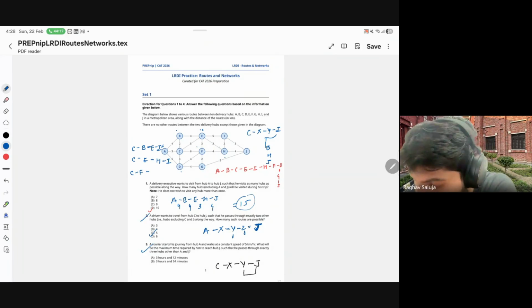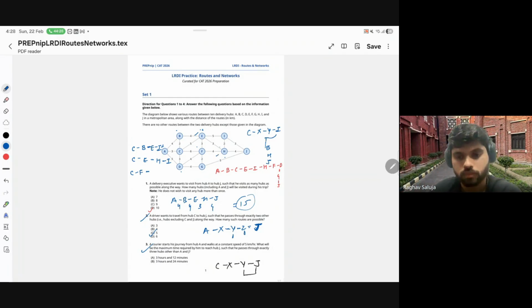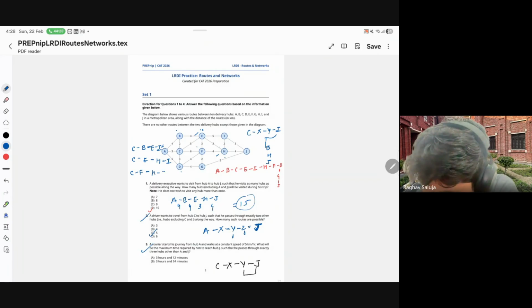From F, can I reach a neighbor of I? From F, I can reach E also. From F, I can reach H also. So one path is going to be H and I. One path is going to be E and I.